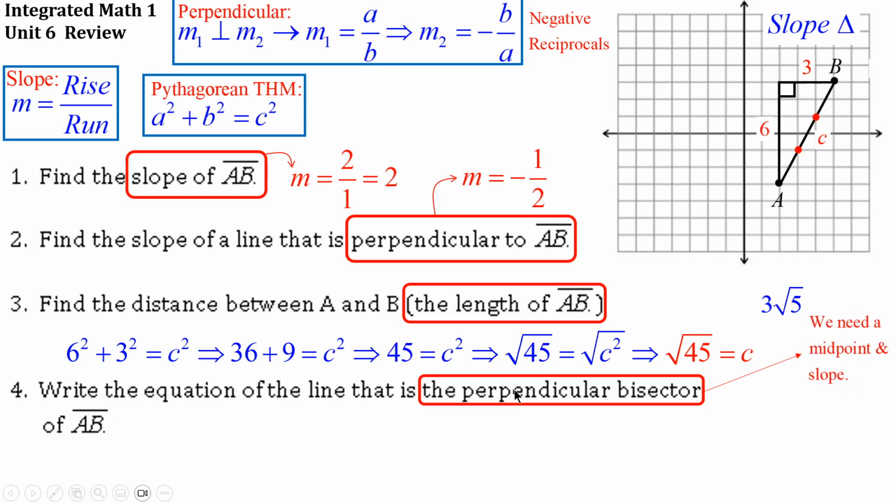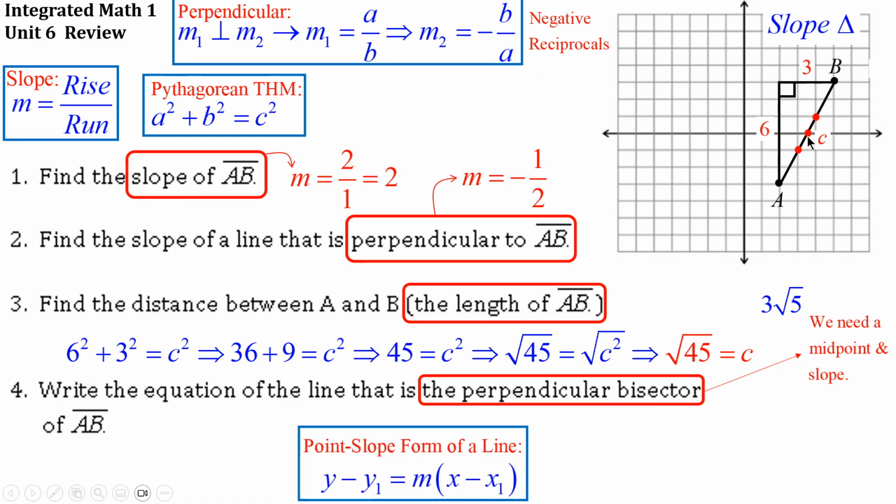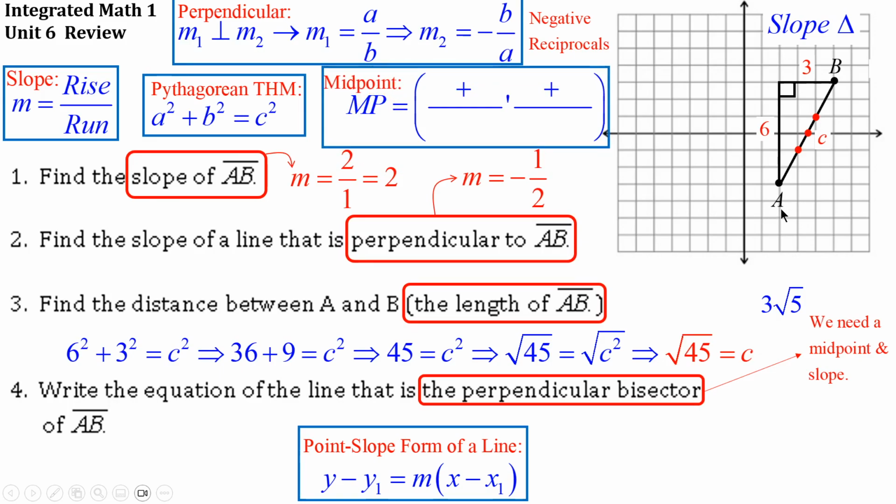We need a midpoint and a slope. Okay, so the midpoint you can probably see very clearly if you look at the graph right here. And if you're not 100% sure, and I'm not 100% sure, I have a formula for finding the midpoint too. Here's your midpoint formula right here.